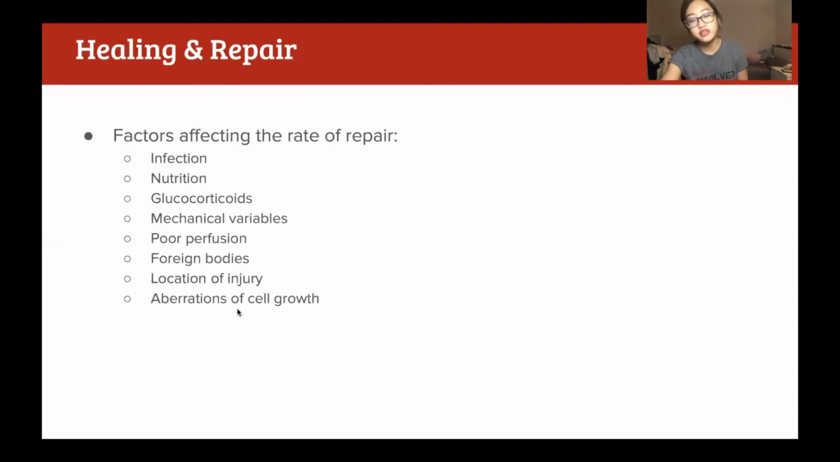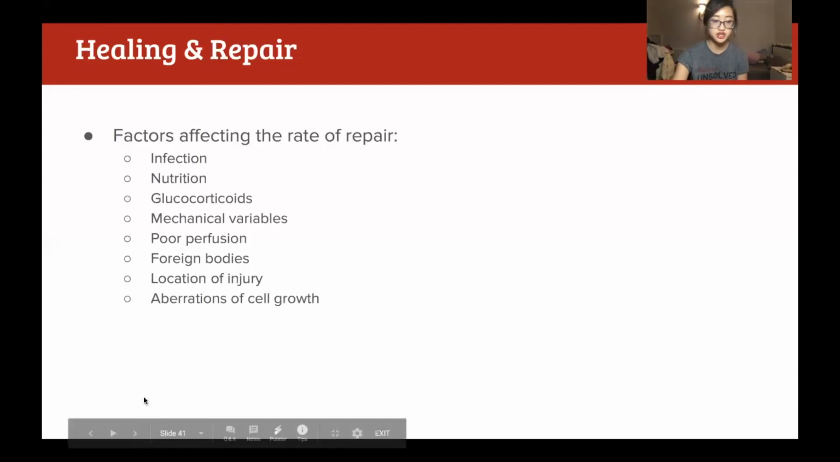Also, foreign bodies. If you have a grain of sand stuck in your wound, that is really gross for one, and again, it's going to hinder the approximation of the wound edges, so that's not good. Location of injury, I think that may overlap a lot with mechanical variables, but location of injury also has to do with the cell type that has undergone the injury, and then aberrations of cell growth. There might be some people whose cells don't grow so well or so fast. Like I said, you guys don't need to know a lot of detail on this. Just know that this affects wound healing.